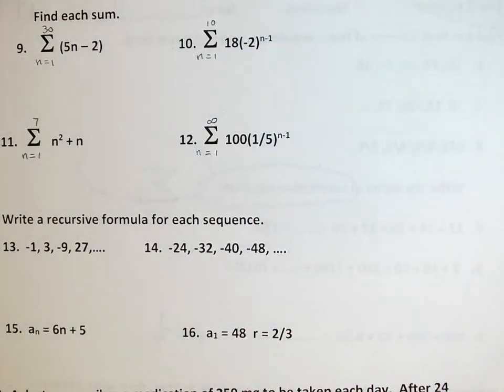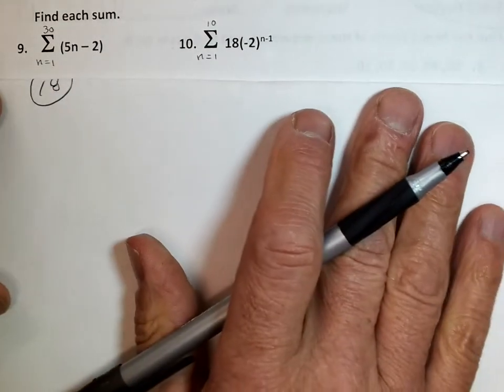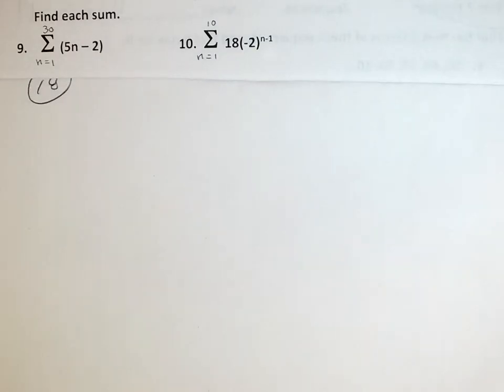Well, when I look at 10, I already know it's geometric, because it fits this formula perfectly. You guys see that? If it fits that perfectly, I already know the multiplier is -2. See, that's right there? R is -2. I already know the first term is 18. See how that works? So if I want to find the sum, I'm going to use the sum formula.